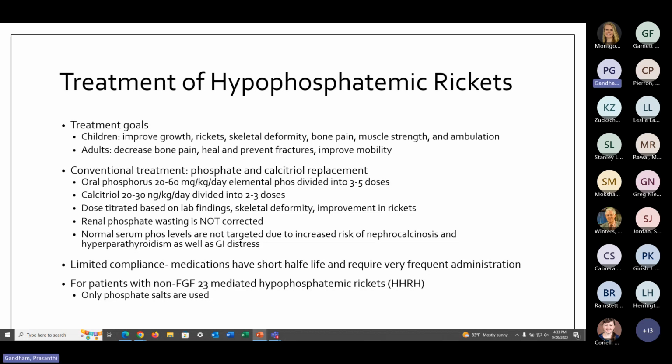For patients who have non-FGF23 mediated hypophosphatemic rickets like HHRH, again, we only use phosphate salts and not activated vitamin D due to the presence of hypercalciuria and the risk for progressive kidney disease.